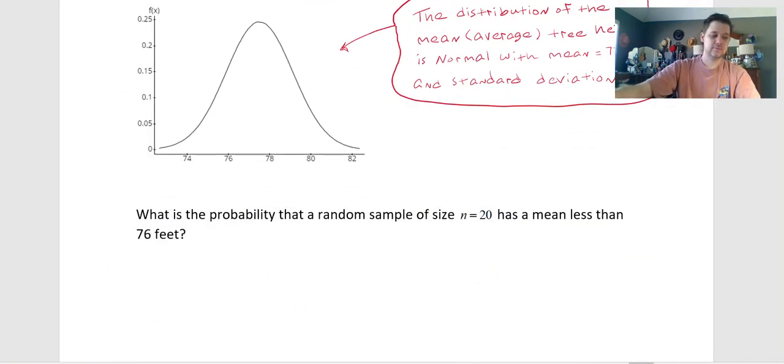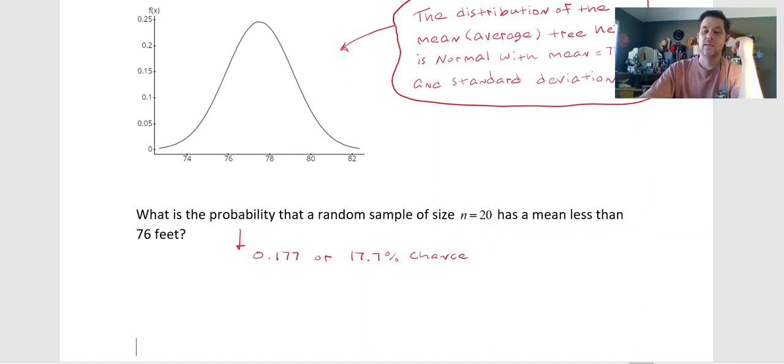So I'll write it this way. We could say the probability is 0.177, or depending on how you want to express it, 17.7% chance.